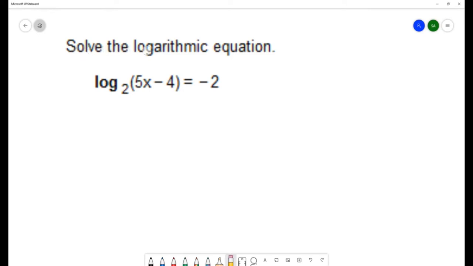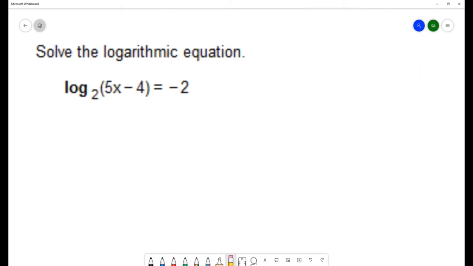We want to solve the logarithmic equation log base 2 of 5x minus 4 equals -2. So we're going to solve this log equation, and we notice once again that we have log only on one side of the equation. So when we have log only on one side, we're going to solve using the method of converting or using the definition of a log.